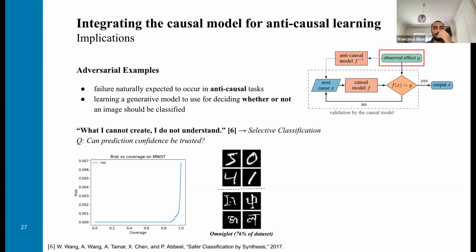So this article, which is related to this problem, is about selective classification, which is basically only classifying what we have a certain level of confidence, not we, but the model itself, right? And the paper is introduced with this sentence, which is, what I cannot create, I do not understand.